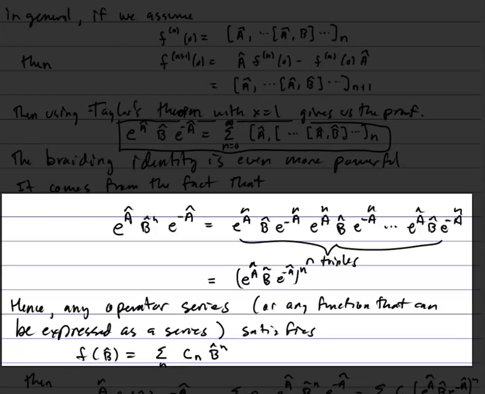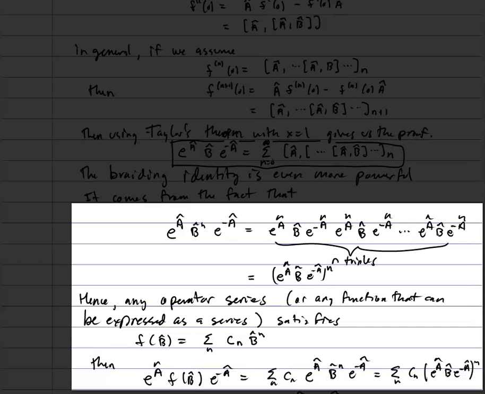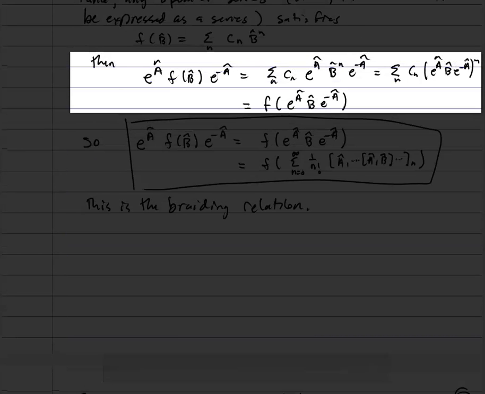Well, that means that I can take any function of an operator, f of b, that can be written as a power series, sum over n, c to the n, b to the n. Then e to the a, f of b, e to the minus a will just be equal to the sum over n, c to the n, e to the a, b to the n, e to the minus a, and that will equal the sum over n, c to the n, e to the a, b, e to the minus a raised to the nth power. I hope you can see where we're going with this. I'm going to now reveal what it is that we get. That's just f of e to the a, b, e to the minus a.